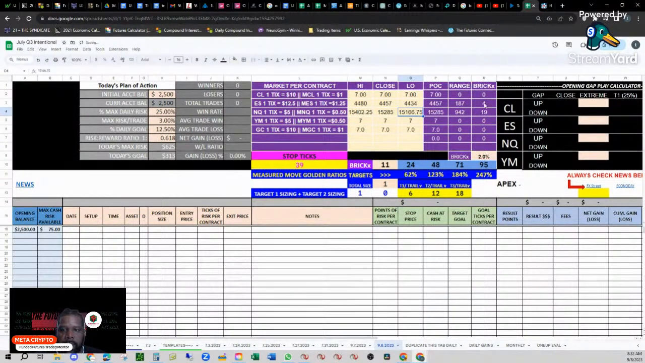So it says my ES brick should be on 4, which I already have it on. The ES doesn't really move too much between 3 and 4, and oil as well, but we always want to make sure we get these numbers and put them in just in case.